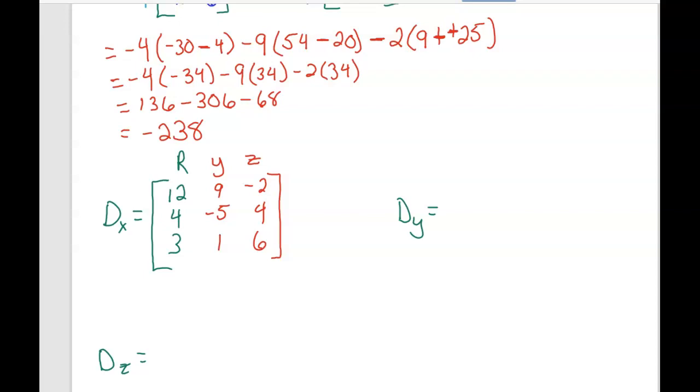And then I would find the determinant of this. For the dy, my x and my z columns would go back to normal. Negative 4, 9, 5. My last column, negative 2, 4, and 6. My middle column, my y column here, would change to my results. 12, 4, and 3.